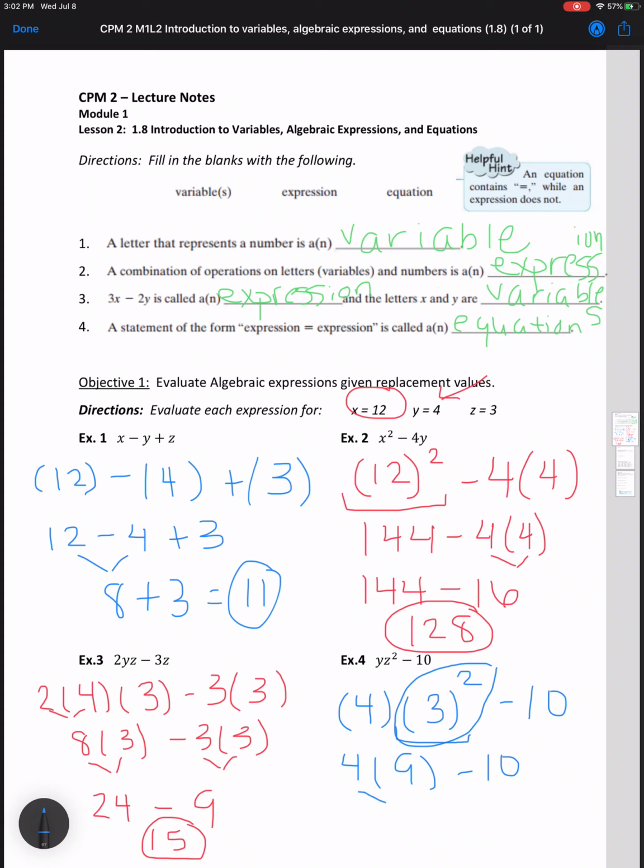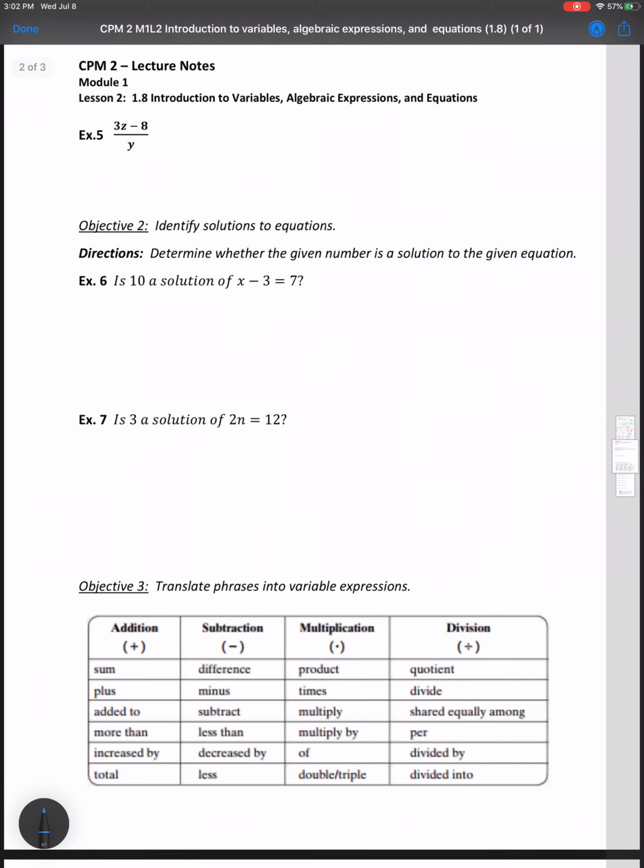Now multiply. 4 times 9 is 36. Bring down what I'm not using. On the last step, 36 minus 10 is 26. Okay? Going on to the next page.